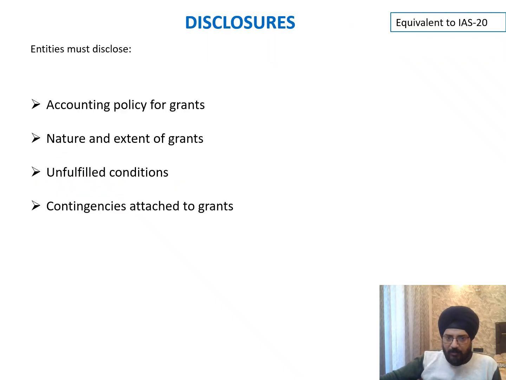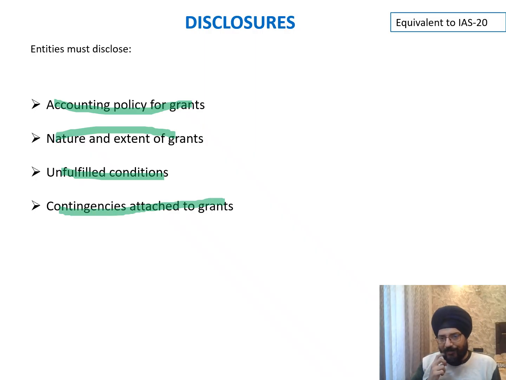Okay, so we'll come to the disclosure part. What we have to disclose is the accounting policy for the grant, that is, the policy adopted by the entity. The nature and extent of the grant, unfulfilled conditions, if there are any, and the contingencies attached to the grant. All these things need to be disclosed separately in the notes to accounts to make sure that we have correctly captured all the attributes of the government grant and recognized them correctly in our financial statements.